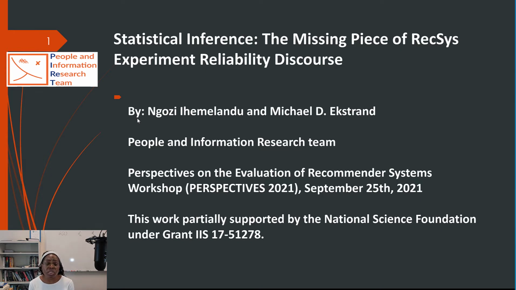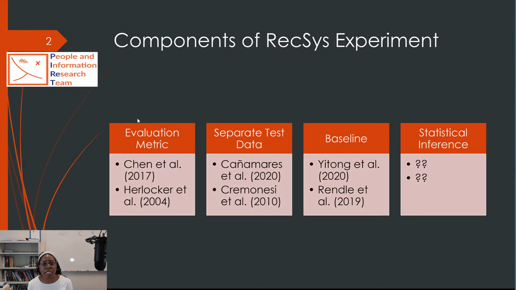In this video, I'll be talking about statistical inference in recommender system experiments. To do a good recommender system experiment, we look to research to see how that can be done.